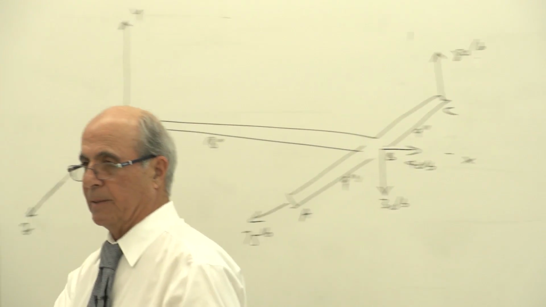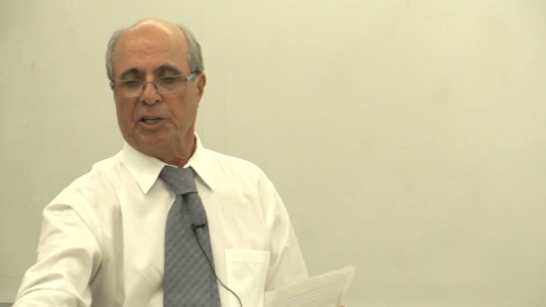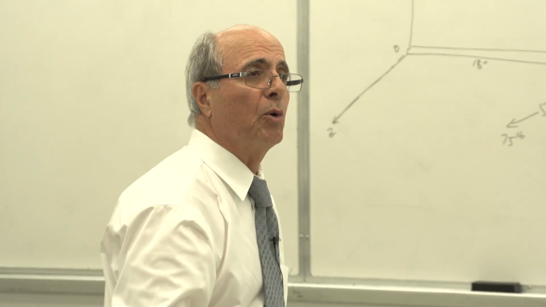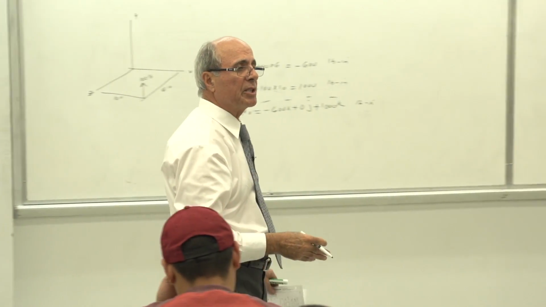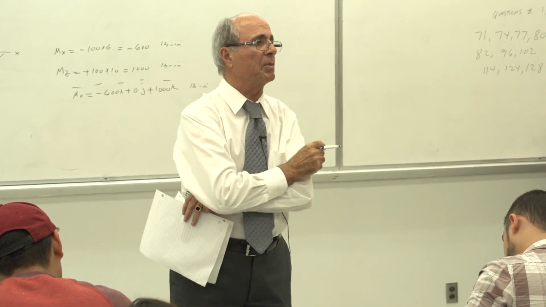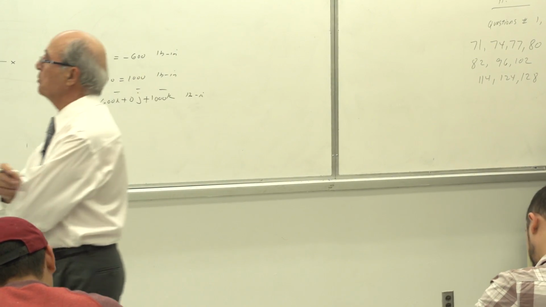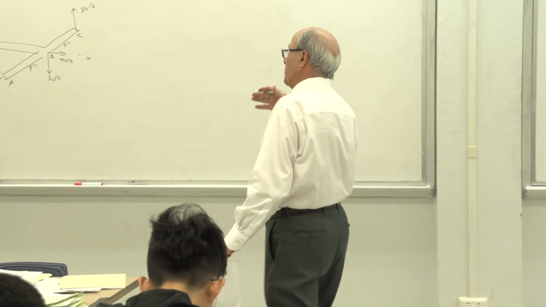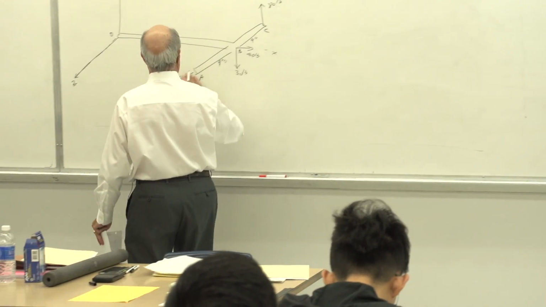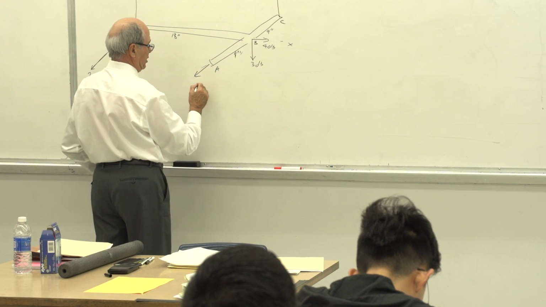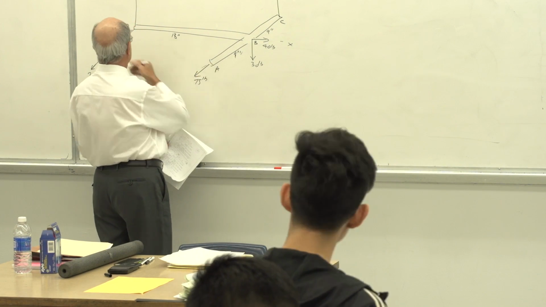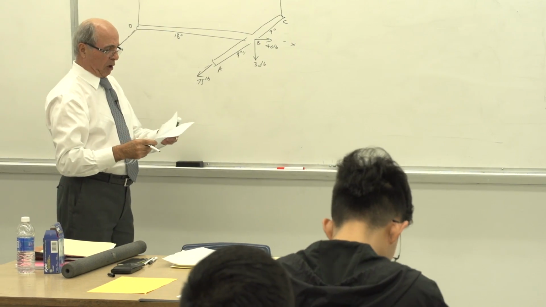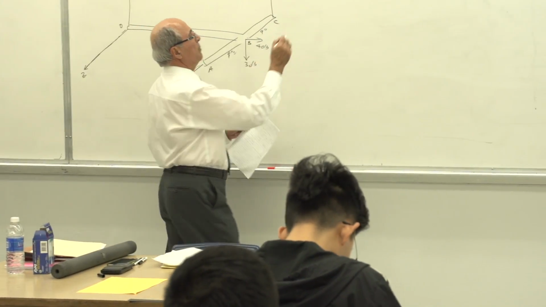If you want to find the moment of all these forces about point O, one method that you should now be familiar with after doing all your homework is the cross product method, because this is a 3D problem, yes or no? The cross product method is lengthy. By the way, you don't get much out of that, because this force was about 75 pounds, so it should be parallel.